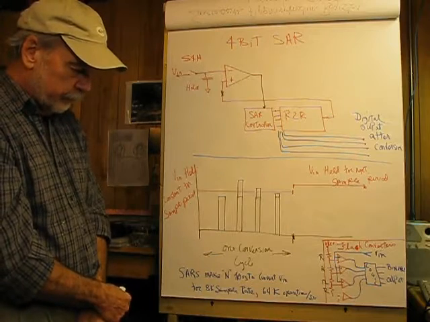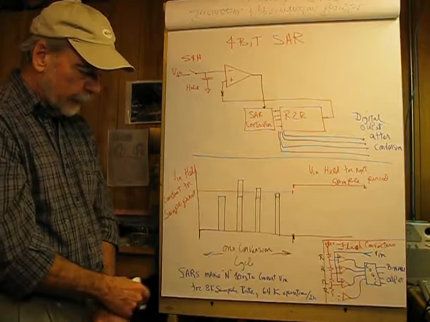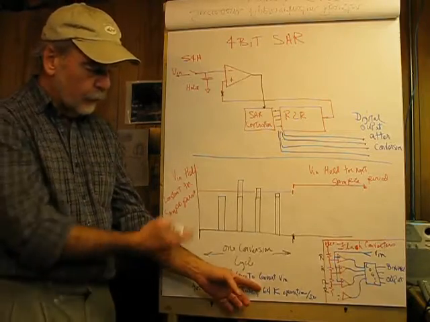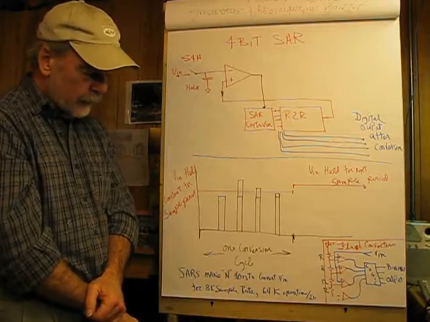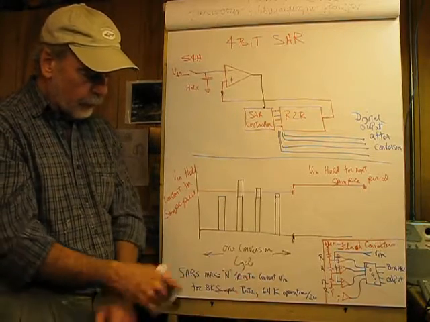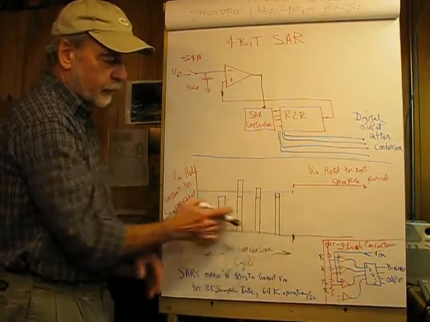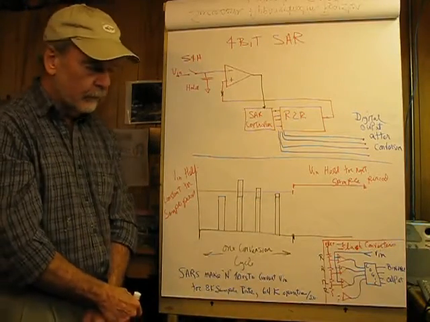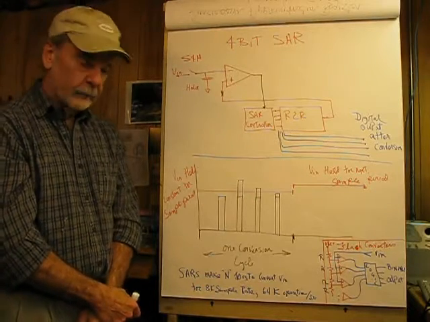Now if we make n tries to convert V in, and for an 8K sample rate, using this instead of the up counter for the previous example, we would have 64K operations of this per second. So it's considerably better and used a lot.